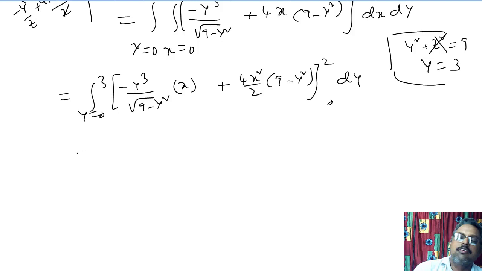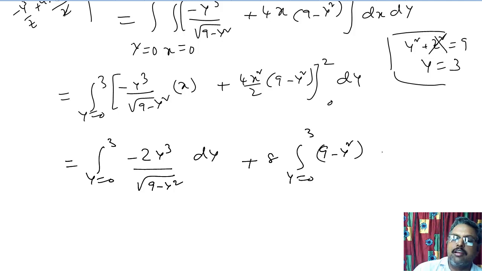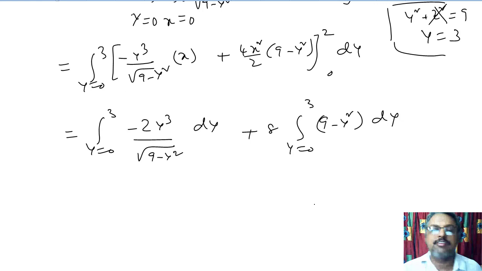Y is 0 to 3, minus 2y cube by root over 9 minus y square dy is the first term. The second term is here 4, 16 by 2 is 8. Y is 0 to 3, 9 minus y square dy. Now the second part integration is very simple.